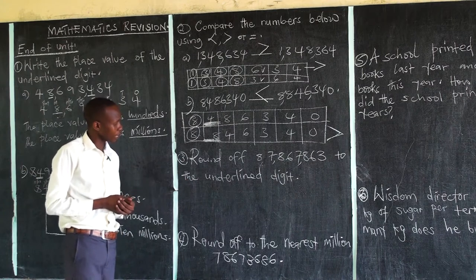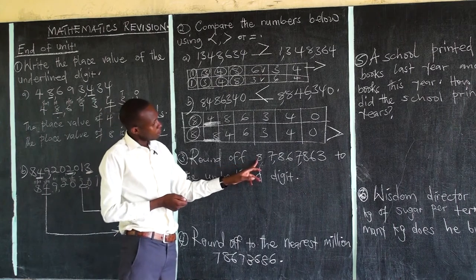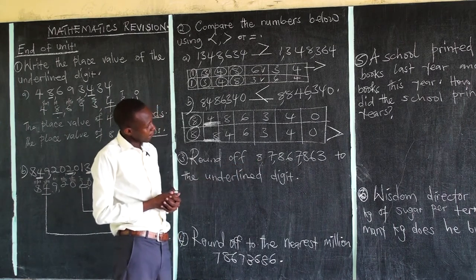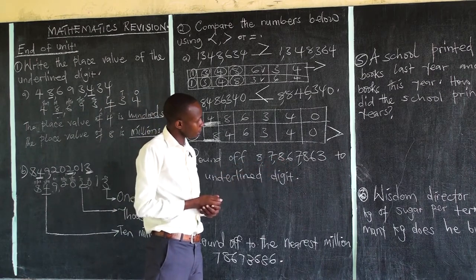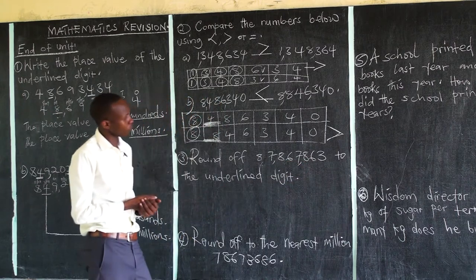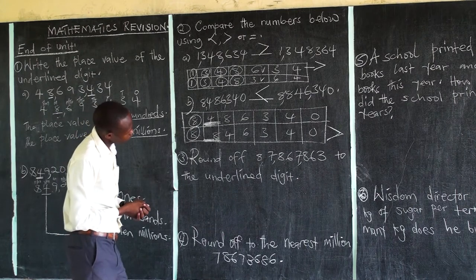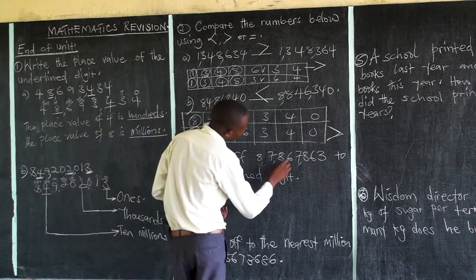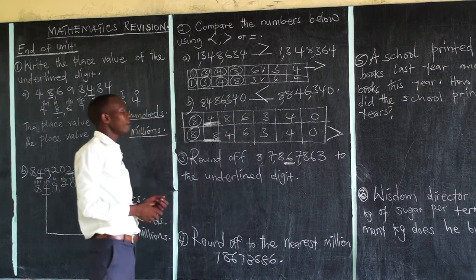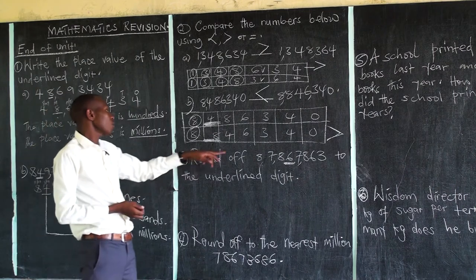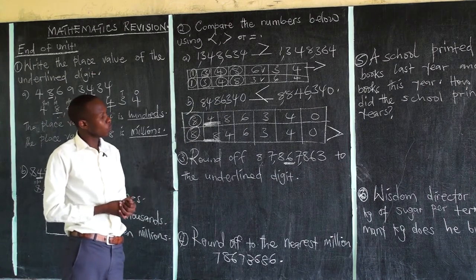So when we come to number 3, it says, round off 87,867,863 to the underlined digit. The underlined digit in this case is 6. They have underlined that and they have said we round off to the underlined digit. Now since they have underlined it, we now need to round off.